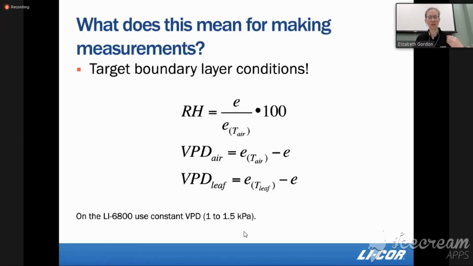What this means for making measurements is target boundary layer conditions. Even if it's 30% relative humidity to your perception, remember that it's 50 to 70% relative humidity in the boundary layer. But if you can, controlling on VPD is even better than controlling on RH. RH is a human measurement. It's designed for us to think about humidity and things like that. The plant actually thinks in terms of saturation vapor pressure. And so if you use a constant VPD of 1 to 1.5 kPa in the LI-6800, that's going to mimic boundary layer conditions pretty well.